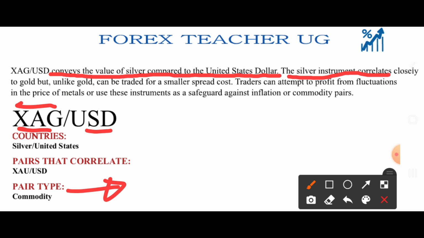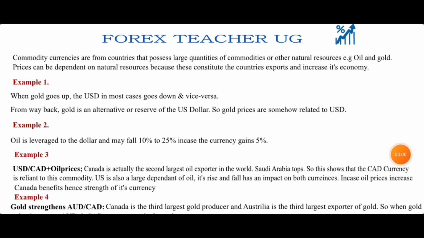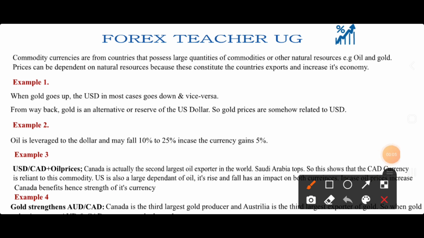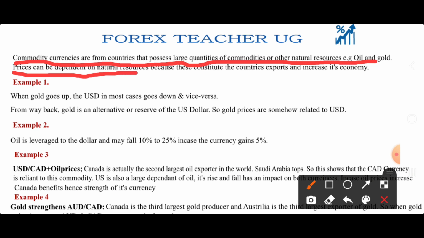You can also find it paired to the euro, XAG/EUR, or other currencies, because now currencies that are becoming stronger, they are pairing them to the commodities. Now let's talk about the commodity currencies. Commodity currencies are from countries that possess large quantities of commodities or other natural resources, for example, gold, oil, and also we have the silver price. So we see prices can be dependent on natural resources because these constitute the country's exports and increase its economy.